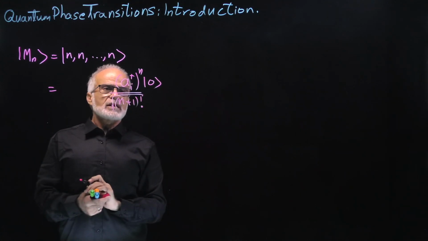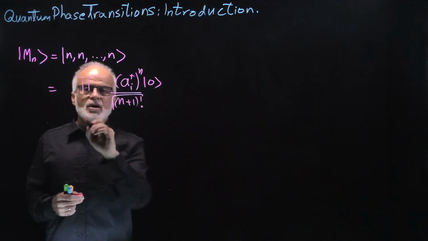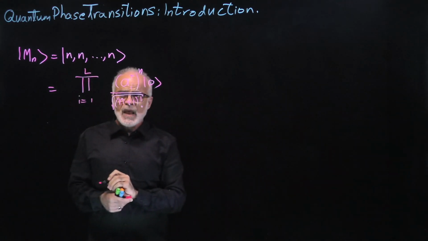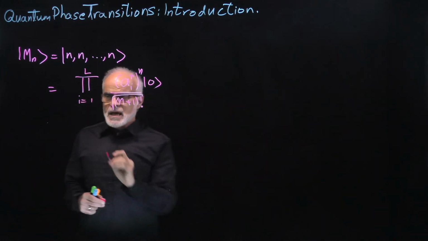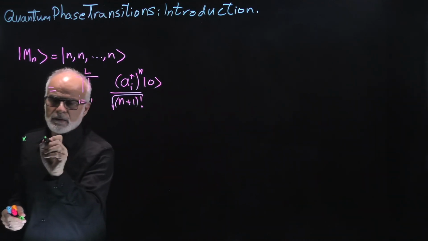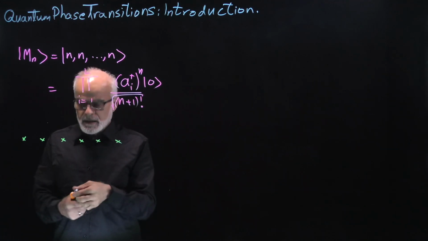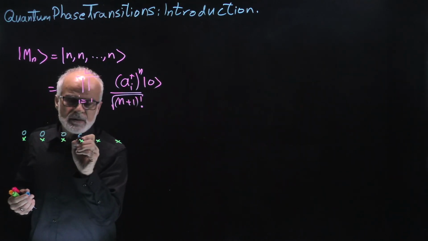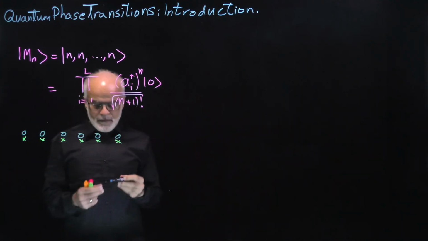But where do I create these N particles? Well, we have to create them on every site, so we have to have a product of such operators from site 1 to site L. So this is the Mott insulating phase. And as I said, it looks like this. Pictorially, if we draw a picture of it, we have the chain, we have our sites, and on every site we have N particles. I'm just going to draw one circle to represent a particle. So we have these particles like this, they cannot jump around.